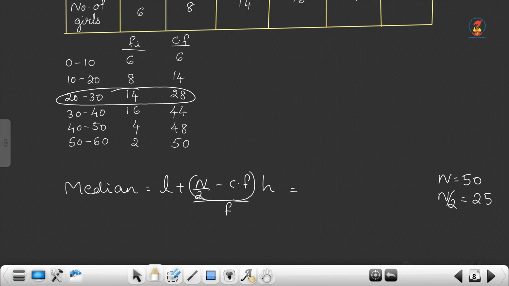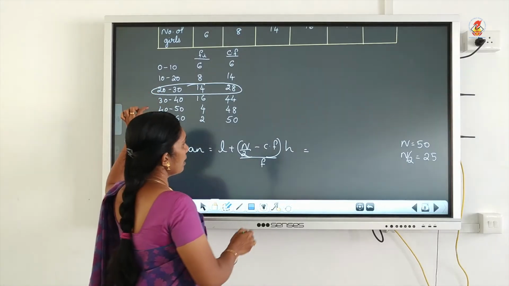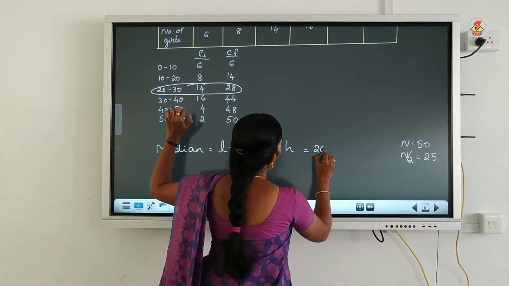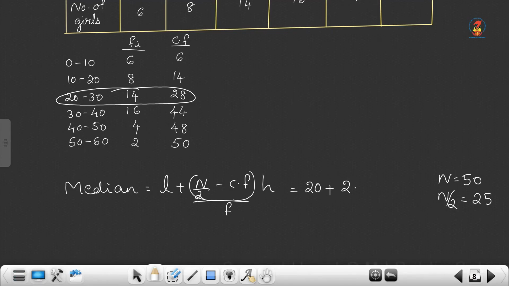So what is L? L is the lower limit of the median class, that is 20, plus N by 2 is 25 minus CF, cumulative frequency of the preceding class, that is 14, by F, frequency of the median class, 14, then into the class size. What is the class size? 10. So 20 plus 110 by 14. Calculate the value, you will get a decimal.